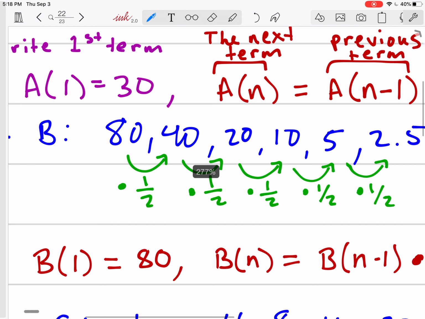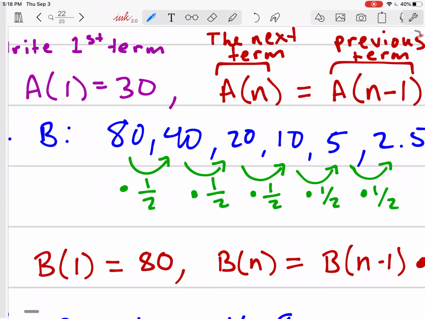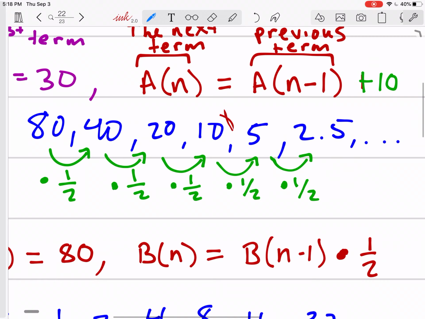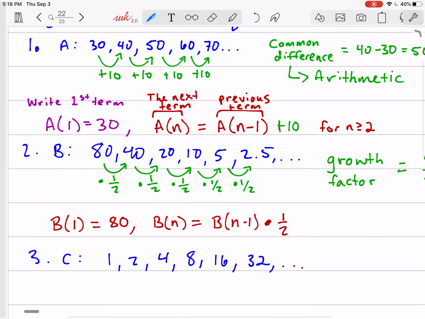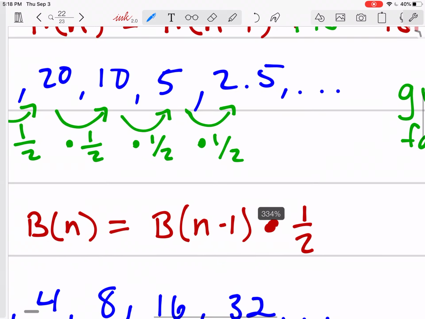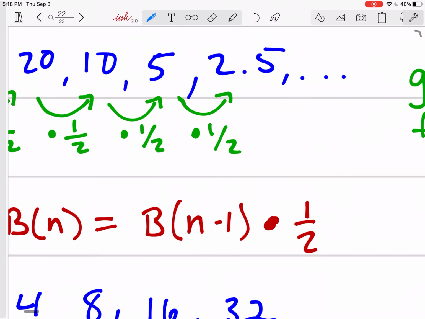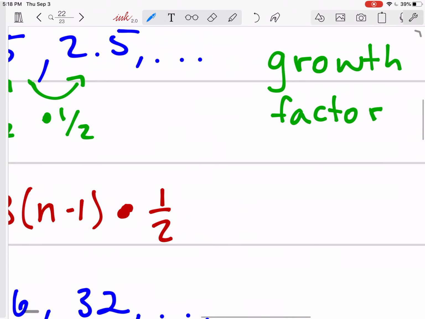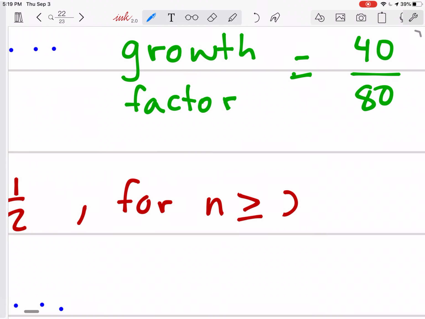We know that's true because to get to the next term, we have to multiply the previous term, 80, by 1/2. Or to get to this next term, we would have to multiply the previous term, 40, by 1/2. Or to get to 10, that next term, we would have to multiply the previous term, 20, by 1/2. And again, n can't be 1 because that would make the previous term the 0 term, which doesn't exist. So this is going to be for all n greater than or equal to 2.